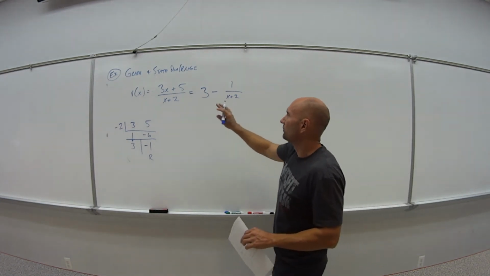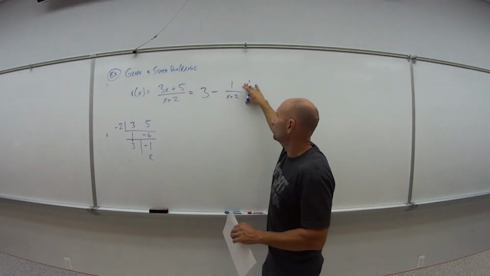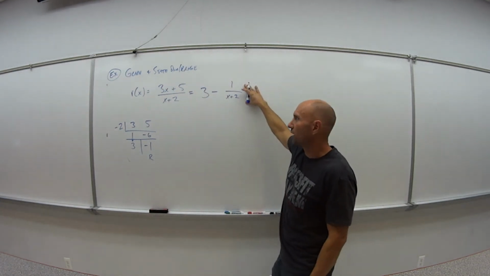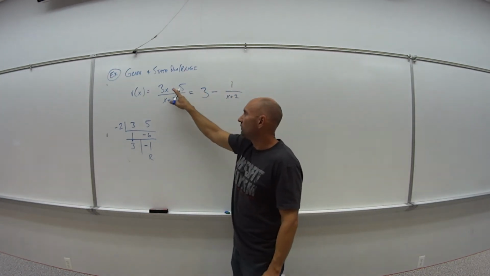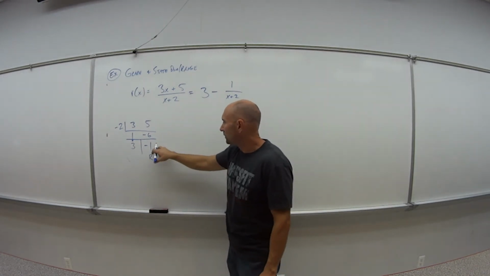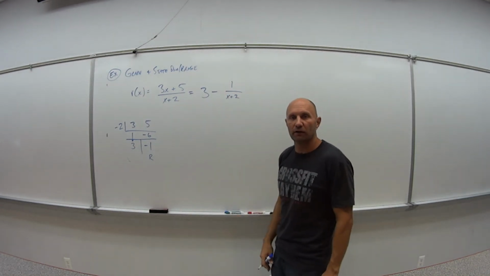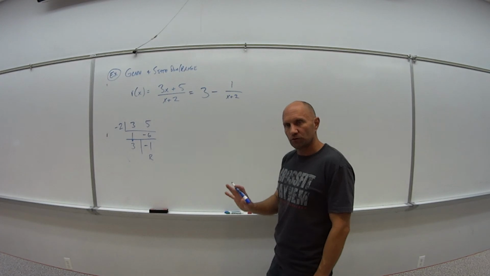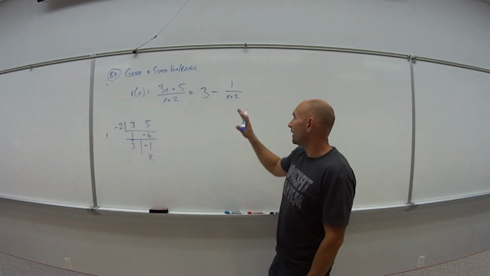So again, I wanted to rewrite this so that it was of the form where I could actually do a transformation on it. So all I did was my synthetic division on this part to get my value 3 with the remainder that goes over the divisor. So if you're okay with that, now let's graph this.